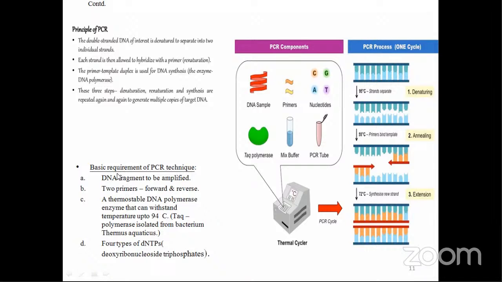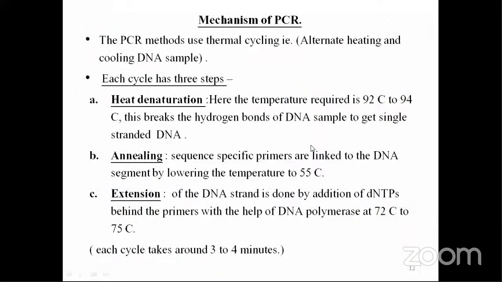These are the basic requirements, and this is the procedure. Now once again, this is the PCR machine. These are the components of the PCR. Okay, now see the next slide. Again the same thing is repeated, but for what you will write, I have given you this slide over here. Mechanism of PCR. The PCR method uses thermal cycling. What is thermal cycling?